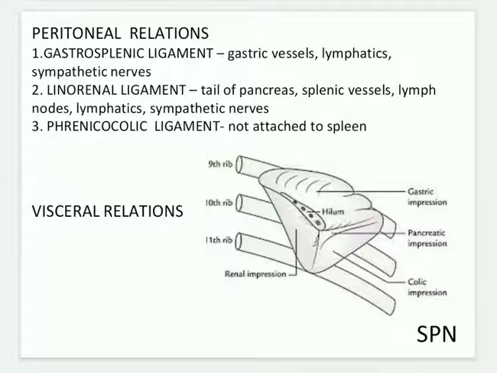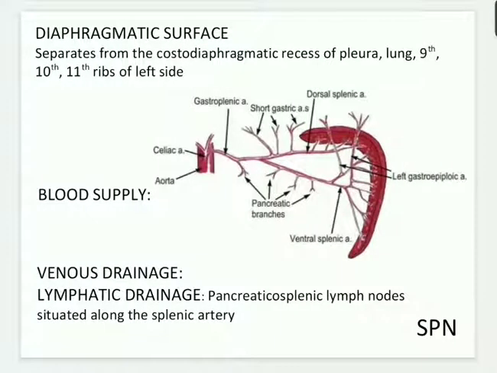As I said, the hilum is the entry and exit of your nerves and vessels. Next comes your diaphragmatic surface, which is related to the diaphragm, which separates the spleen from the costodiaphragmatic recess of the pleura, the lung, and the 9th, 10th and 11th ribs of your left side. As the spleen is present on the left side, this diaphragmatic surface is separated from the left side.